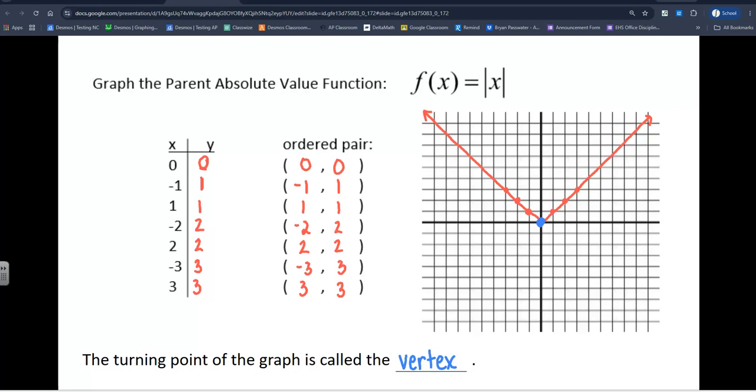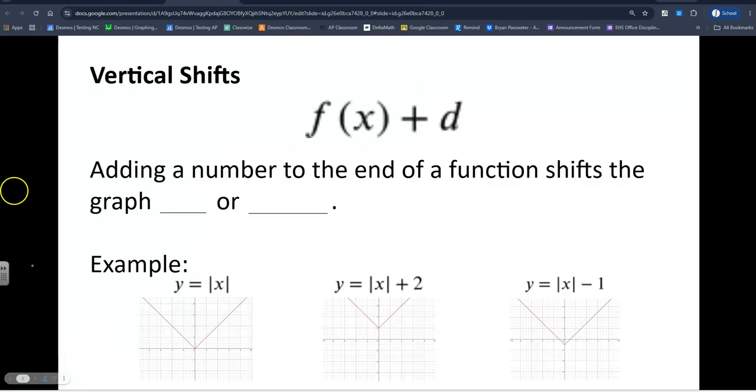Okay, now what we can do is we can take this graph and we can move it however we want to move it. Up, down, left, right, flip it upside down, all those things by doing different things to our equation. Okay, so the first thing we're going to talk about is a vertical shift. This is shifting the graph up or down. In order to shift a graph up or down, any graph, not just absolute value, but we're specifically talking about absolute value here, we are going to add a number to the end of the function that shifts the graph up or down.